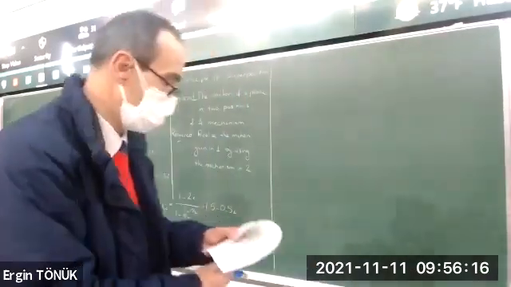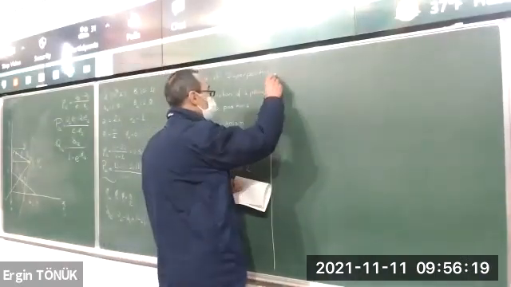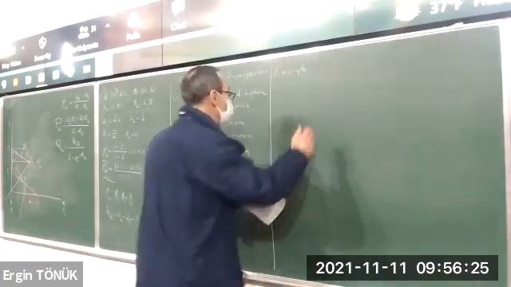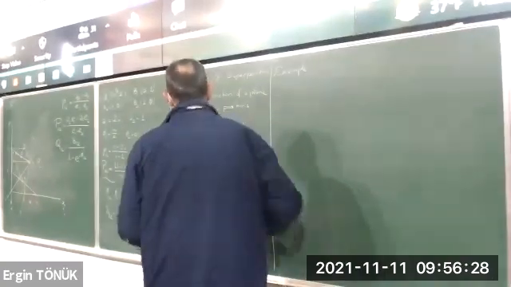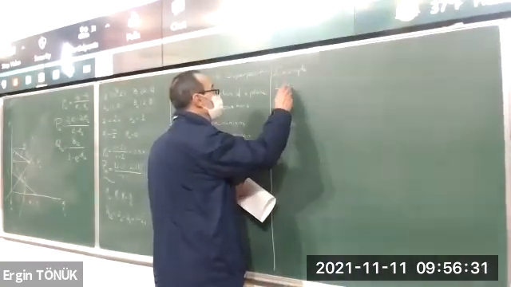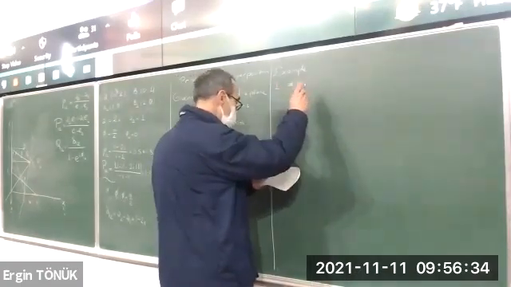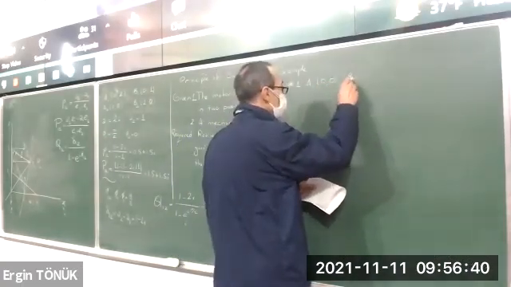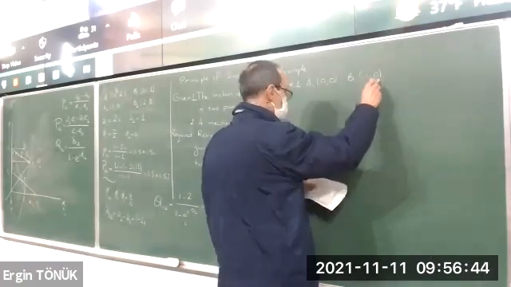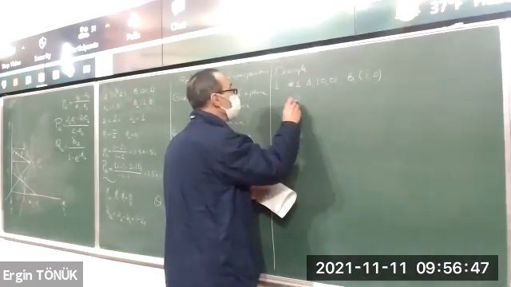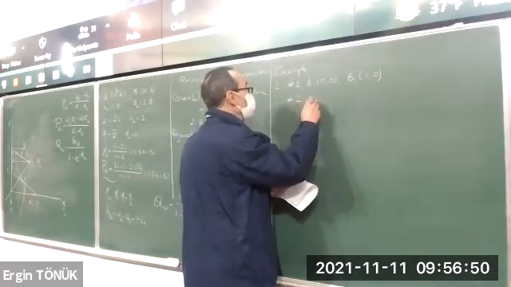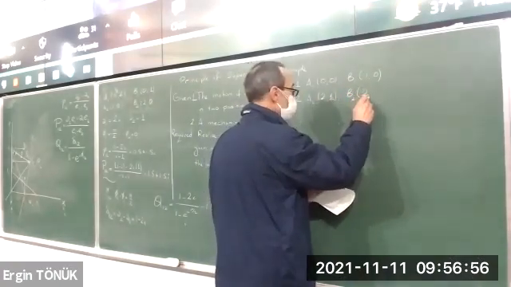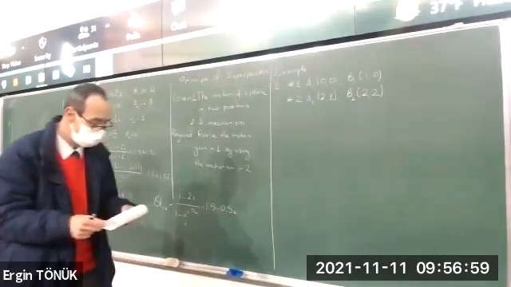So, the example is position number 1. I will use the same numbering. Given 1, position number 1 is defined like this. A1 is 0, 0. B1 is 1, 0. Position number 2 is A2 is 2, 1. B2 is 2, 2. Actually, this is the first example we have solved.